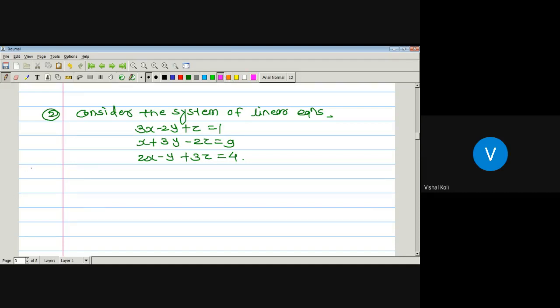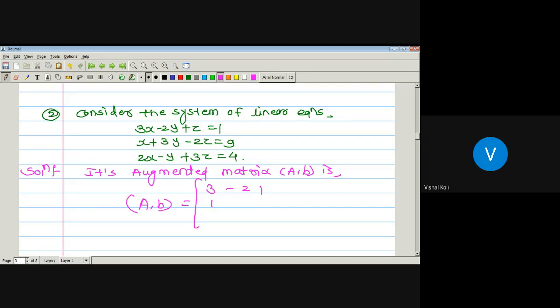So its solution will be, now its augmented matrix AB, matrix A comma B, that is augmented matrix AB is equal to, here 3, minus 2, 1, 1, 3, minus 2, 2, minus 1, 3, and here we have to write the elements of our B, that is 1, 9 and 4.